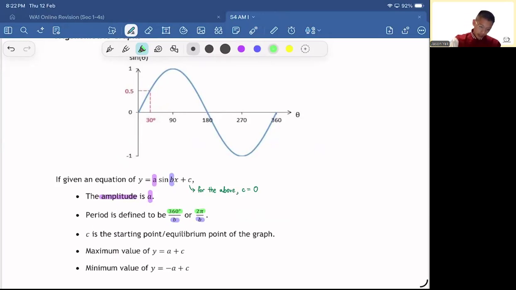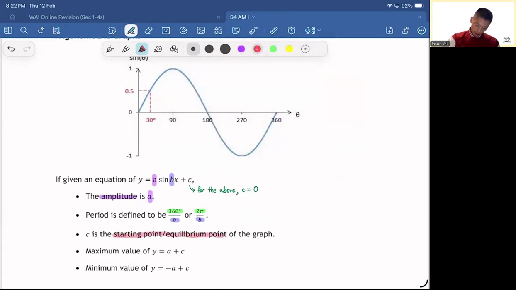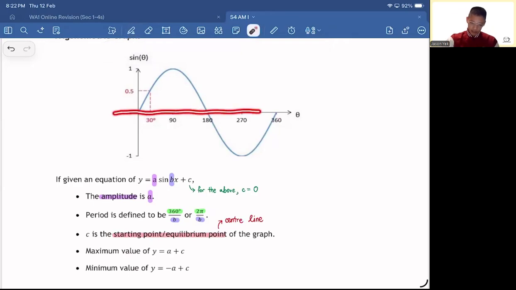Then C over here is basically what we call your starting point, equilibrium point, or most of you might be familiar with this term called the center line. In this case, you realize it starts at 0 in the middle, so my center line is 0. So maximum value is really at the top. You need to consider how much the center line is before you shift up. Minimum point is where your center line is, before you shift up or down, depending on where your center line is.